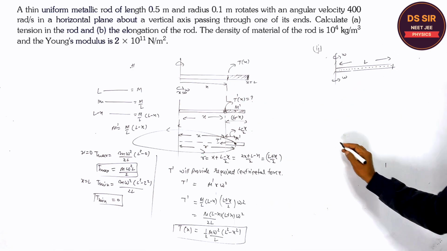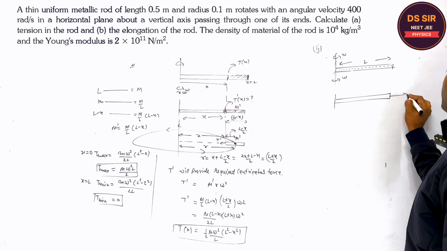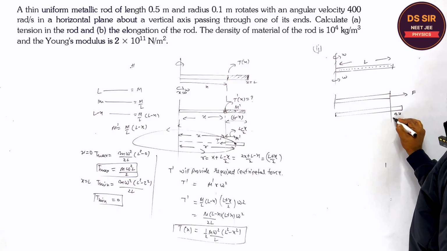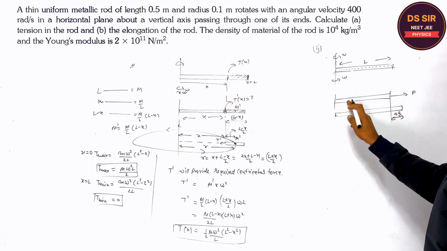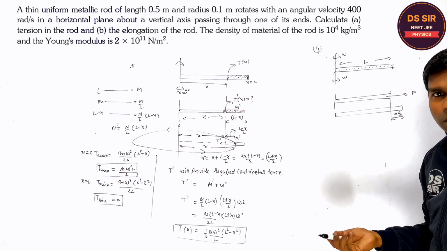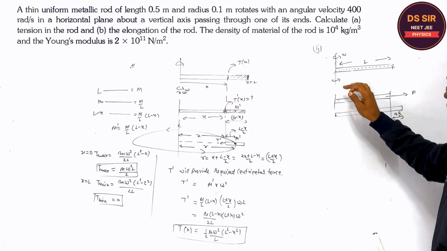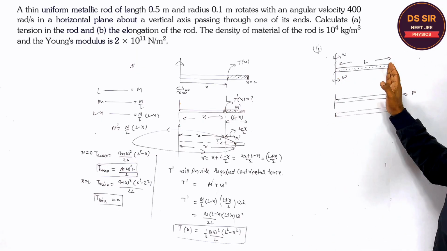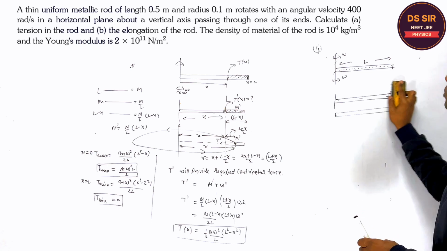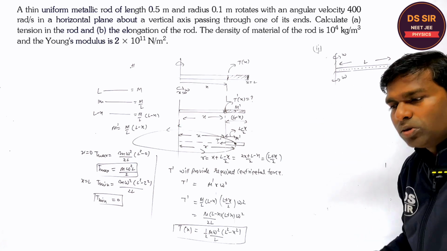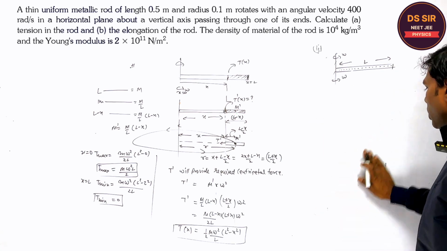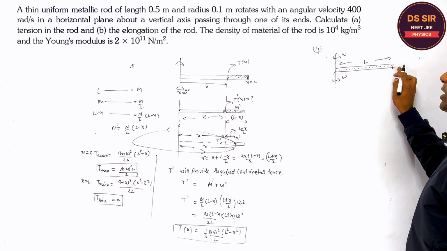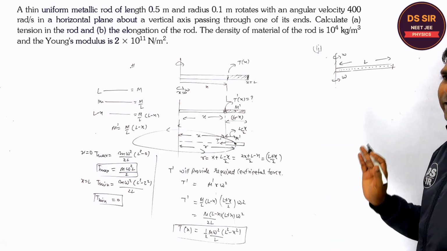Listen, if it was a rod and you apply a force, you can easily write the elongation in the rod, because here the force is constant. But in this case, when it is rotating, the force is variable. So to find the total elongation in this rod, you have to use integration, or the help of calculus. We cannot write the total elongation in the rod instantaneously.